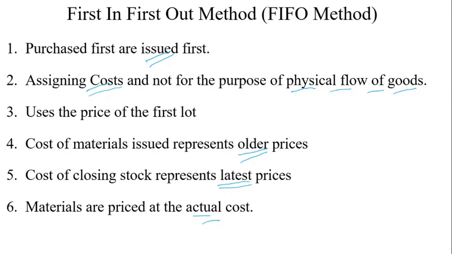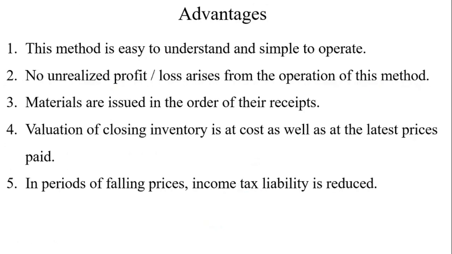These are the importance and then advantages. This method is very easy to understand and simple to operate when the prices are not going to fluctuate. That means when the prices are stable, it is very easy to understand and simple to operate. No unrealized profit or loss arises from the operation of this method, because we are following actual price for issuing of the raw materials. That is the reason why under this method there is no case of arising of unrealized profit or unrealized losses.